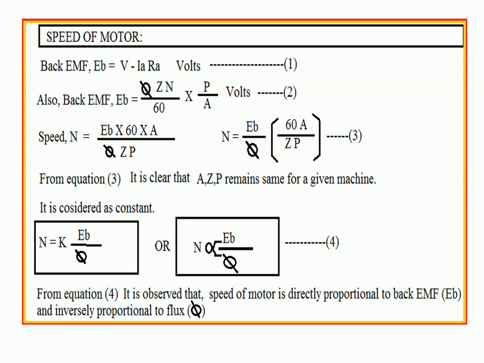Hence finally, the speed of the motor is directly proportional to back EMF and inversely proportional to flux per pole, as shown in equation 4. This means as the back EMF increases, speed also increases. As the flux per pole in the motor decreases, speed increases. These two are very important factors and play a role in the speed control of DC motors in industrial applications, almost all in electrical trains.